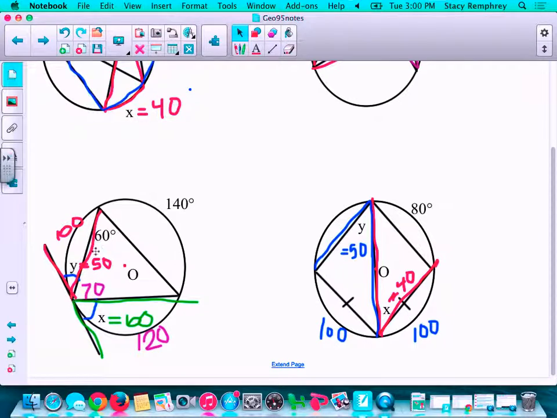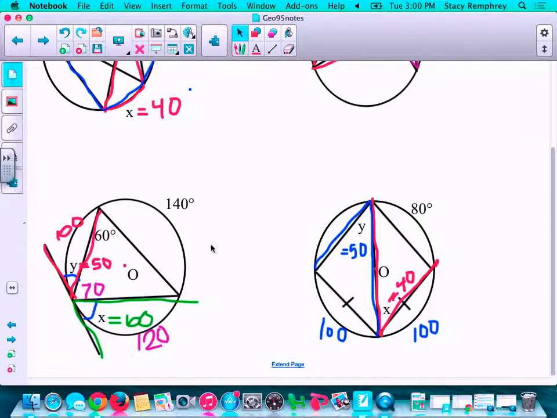The 60-degree angle here intercepts this arc. So the arc is double that. That's 120. Angle X in green is here. Half of 120 is 60. So angle X is 60.